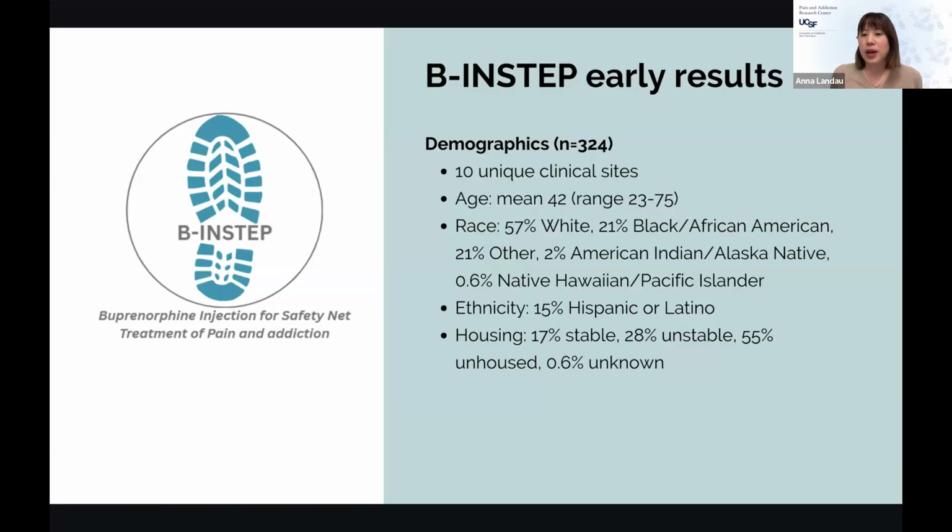There is a high rate of unstable housing status. About 28%, or a third of people, have unstable housing. About half of them are unhoused. So this is a population with high rates of structural challenges in terms of socioeconomic status and social mobility.